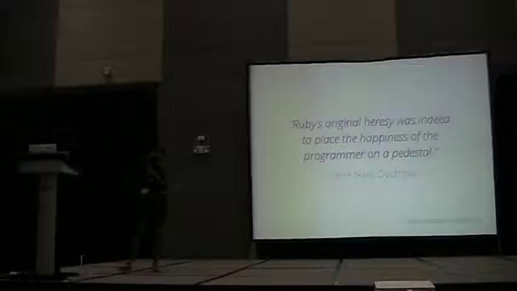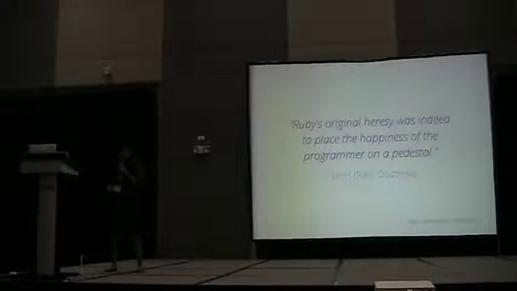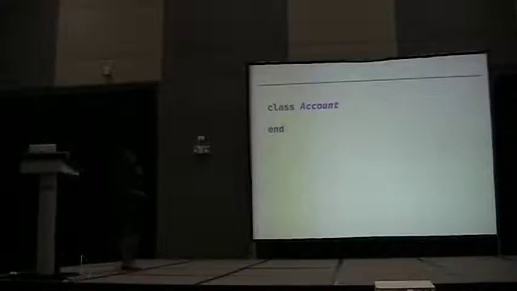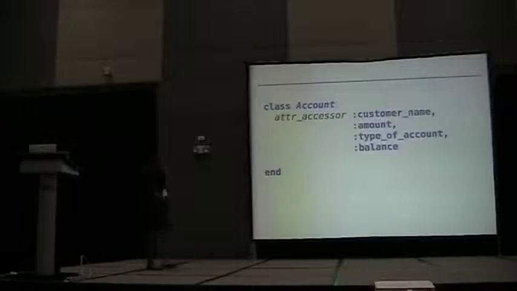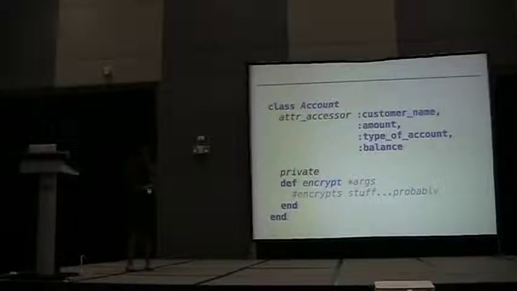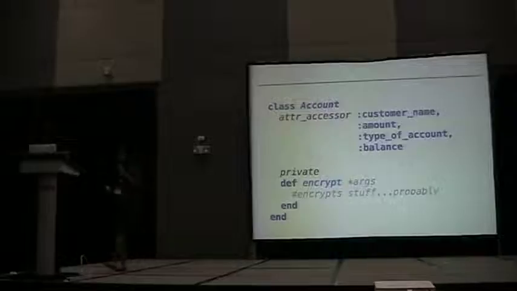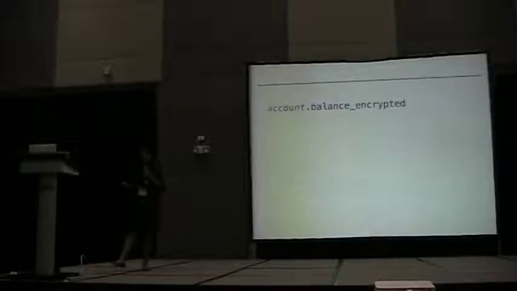So, before I stop talking so much about how much I love Ruby and move on to what I actually want to talk about. Let's say you have this class Account, which doesn't have anything at the moment. It has a few attributes called, say, customer name, account type, balance. It could have a bunch of other things. It also has this private method called encrypt, so probably, hopefully, it encrypts something that you pass to it. And I want to be able to write something like account dot get me the encrypted balance, and I would say balance_encrypted.